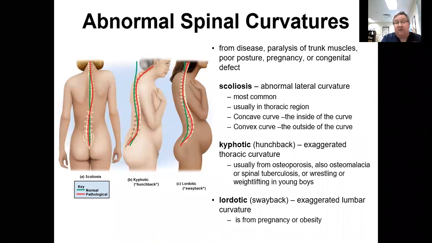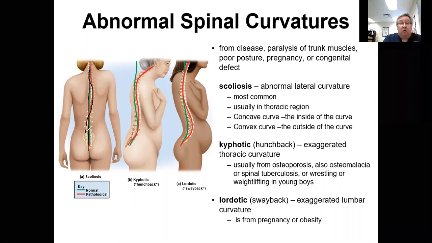The abnormal curves, I can also put this on my quizzes and exam. Basically, I want a definition. I would want you to define it. So a scoliosis is an abnormal lateral curvature. As you can see from the picture on the left-hand side here, we have the spine going straight down, but in the red, we have how the spine is actually curving here. Right there, that lateral curvature is known as a scoliosis.